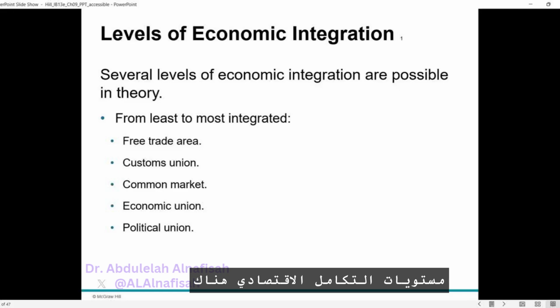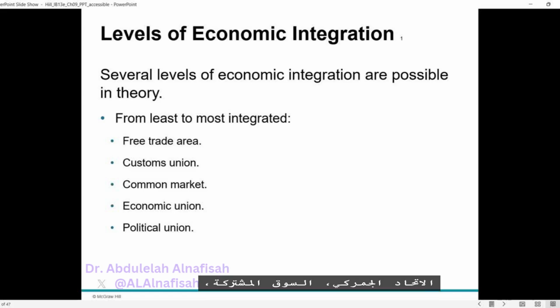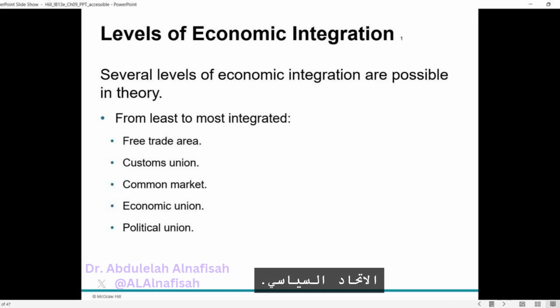Levels of economic integration. Several levels of economic integration are possible in theory, from least to most integrated: free trade area, customs union, common market, economic union, political union. We will discuss these levels in some detail in the next slides.